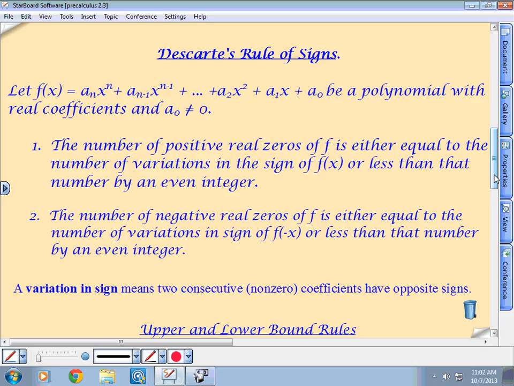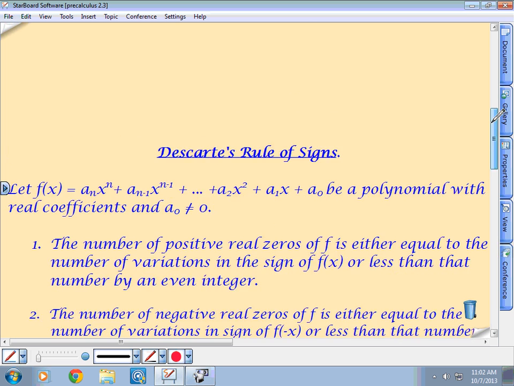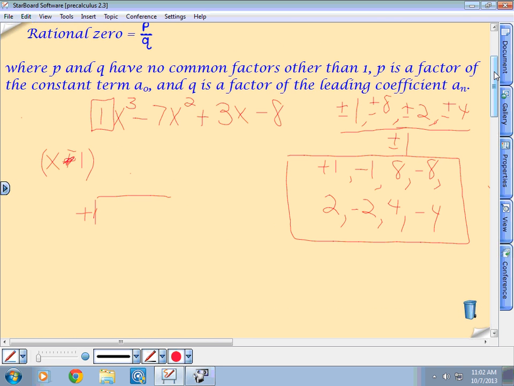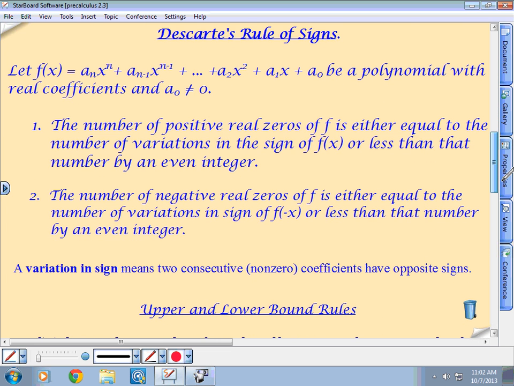Read me the polynomial you gave me that we just did. X cubed minus 7x squared plus 3x minus 8. Okay. So, how many sign variations are there? That just means that we went from either a plus to a minus or a minus to a plus. So this is a plus, so we have 1, 2, 3, right? 3 sign changes, right?